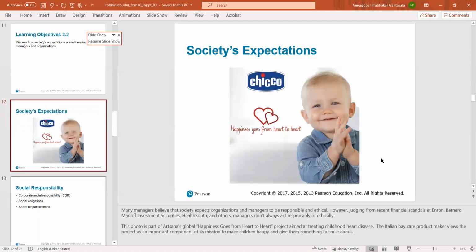This is a classical example of a company called Artsana, and they produce baby care products, but they're big time into providing for child care and child heart diseases. They want to provide for any child who's suffering from heart diseases. How could they support them to get the right medical treatment or surgeries done? So their caption is happiness goes from heart to heart. And that's how they put the logo there. They want to make a difference in children's lives, and they want to put as many smiles back because children are the future of our societies.